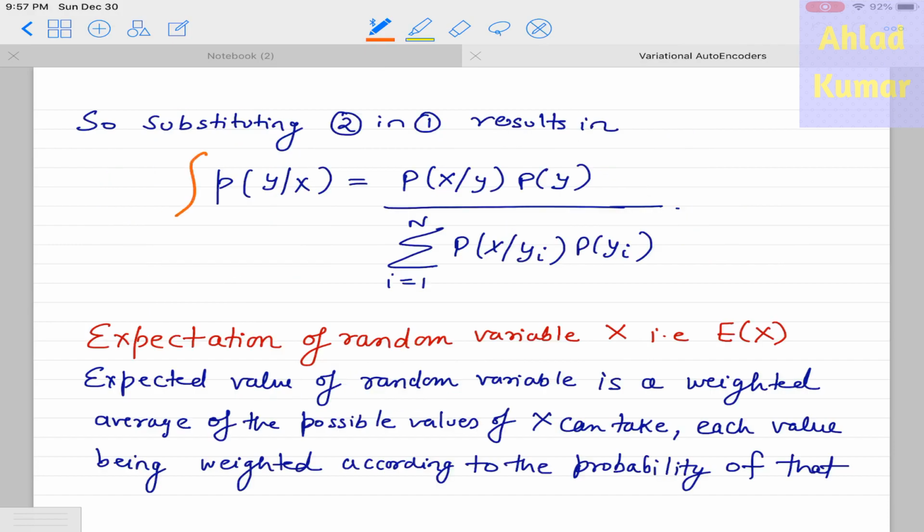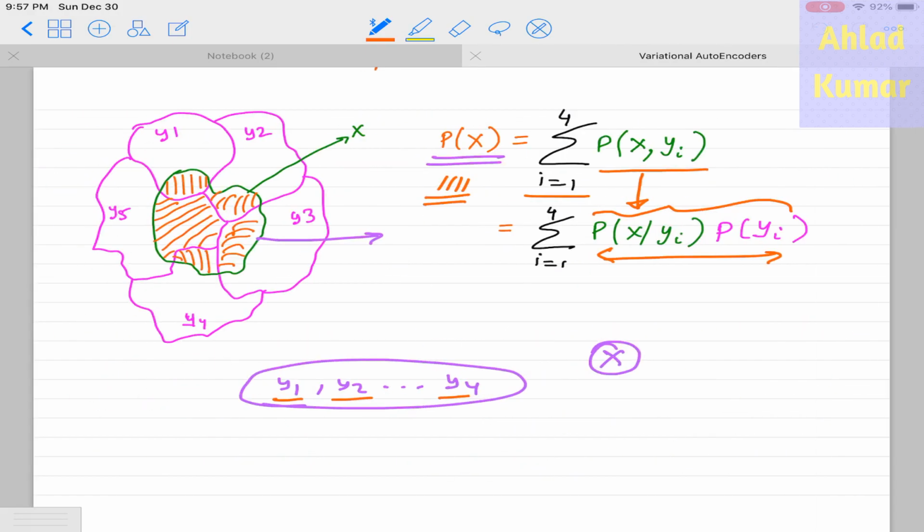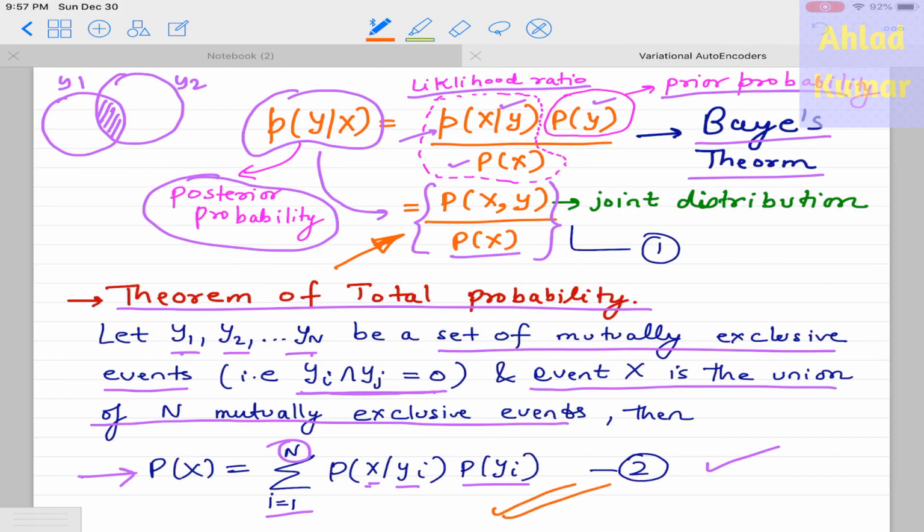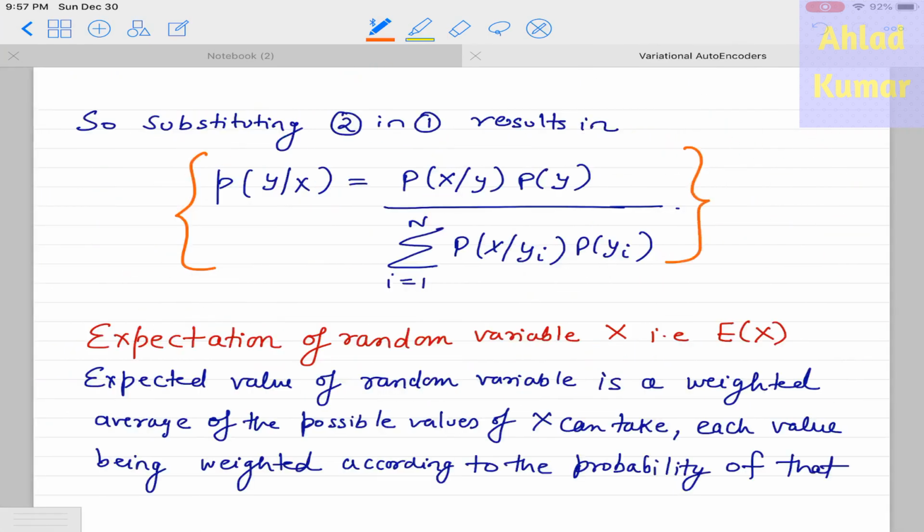By substituting equation 2 into equation 1, what we obtain is that the probability of y given x is the probability of x given y times p of y, divided by, where earlier it was p of x, and p of x we have already said can be written in this summation form. So it is just a substitution.